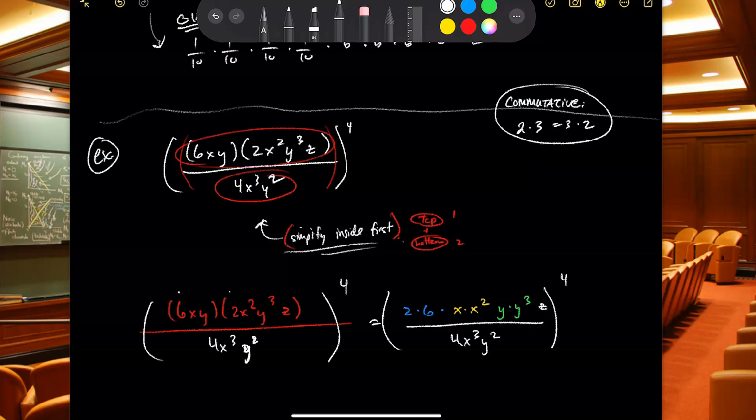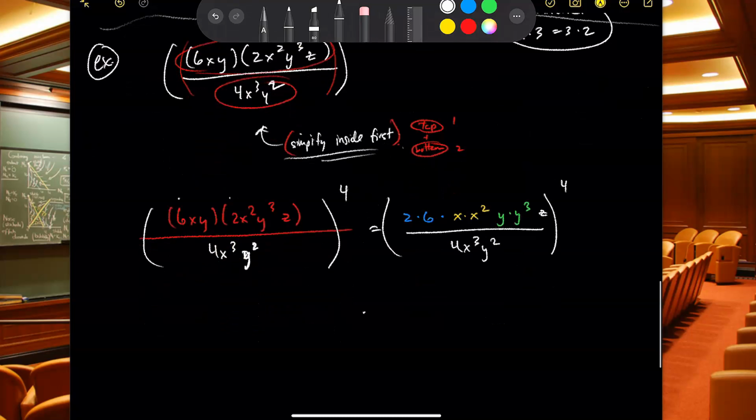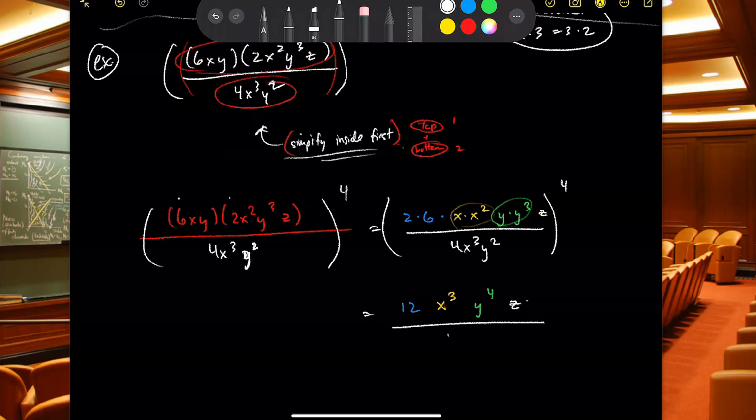Notice how nothing there changed. And now I can simplify. The 2 times 6 is 12. How many x's do I have? How many y's do I have? How many z's do I have? Nothing else changed.